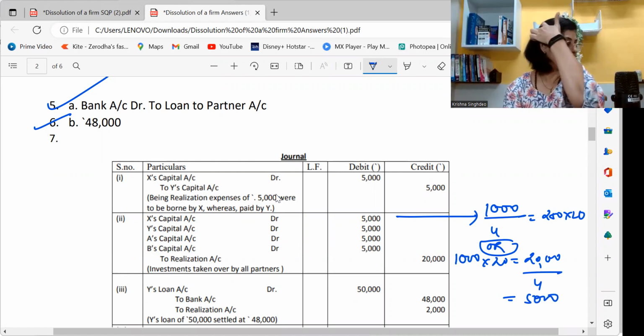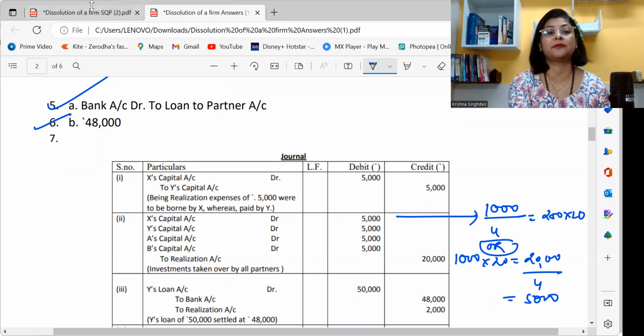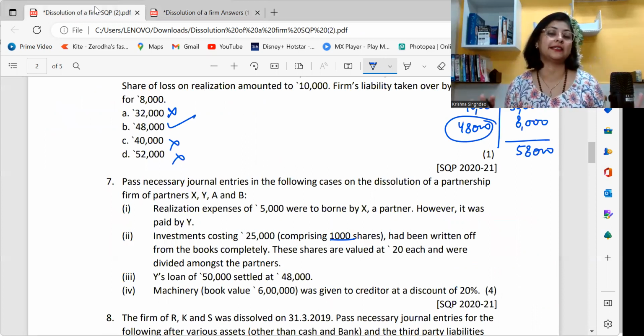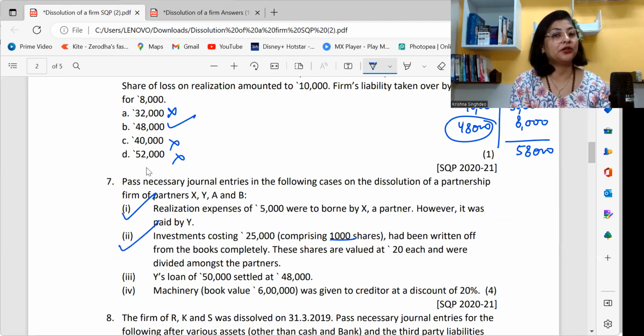So each partner X, Y, A and B will be debited, and realization account will be credited. Be very careful. Do not write investment, because investment account does not exist now. It is already being transferred to realization account. So we have dealt with entry number 1, we have dealt with entry number 2 also.